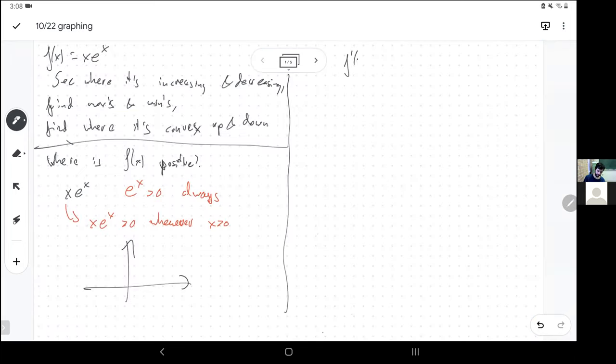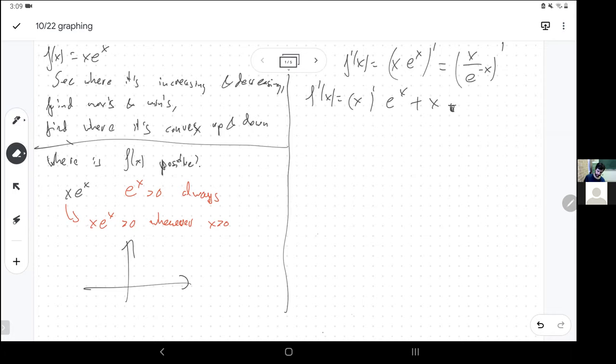Let's take the derivative. This is a product, so I'm going to use the product rule. If you're really into it, you could write it like this and then do the quotient rule. I wouldn't do that for you, but you can. I'm writing a prime, so I need to write the prime, otherwise they're not equal. The derivative: now the product rule says take the derivative of x, multiply by the function, take the function, multiply by the derivative.